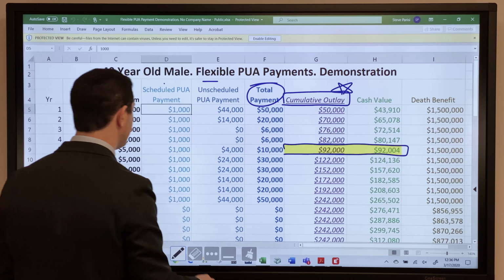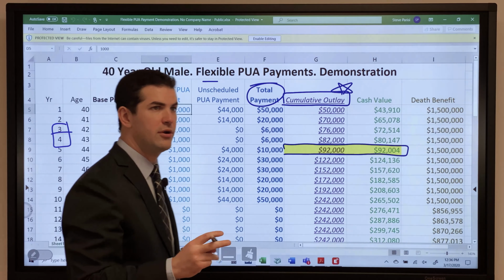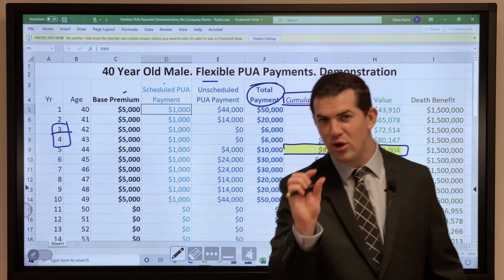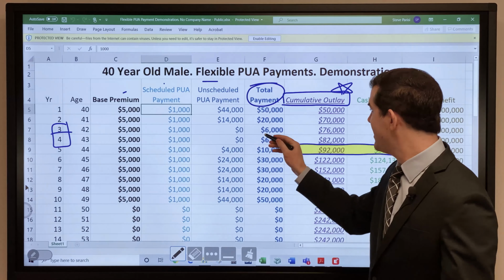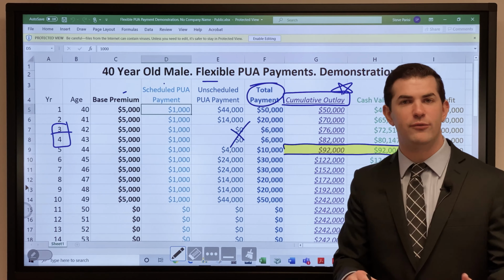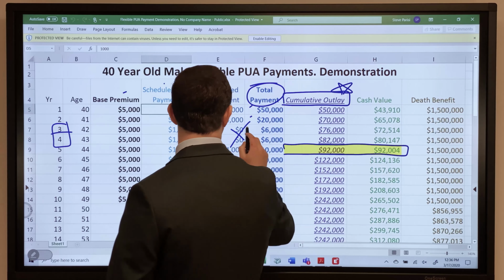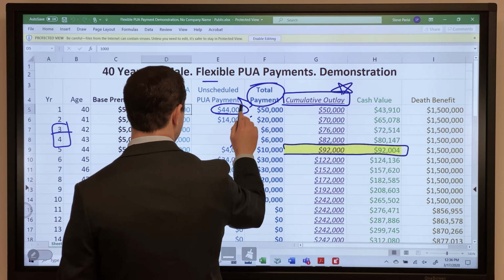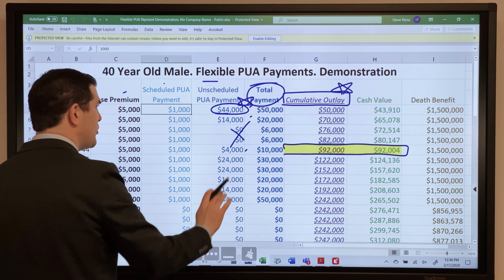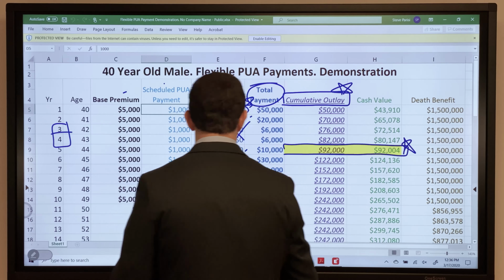Now keep in mind, years 3 and 4, you only paid the minimum, small scheduled PUA, but we added nothing in unscheduled PUA payments in years 3 and 4. Because we're adding additional funds at random years, but really the first year helped us here, because we're plowing PUAs into the policy, that's what helps with the early break-even point.